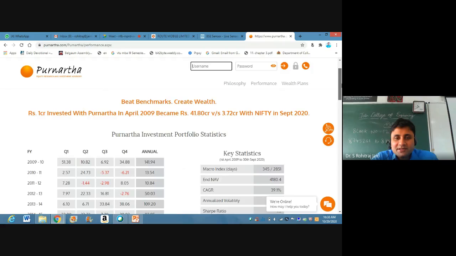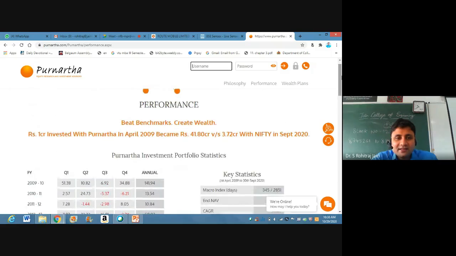It's a SEBI registered firm. You can see the returns here. 1 crore invested with Purnartha in April 2009, which believes in completely fundamental analysis, became 41 crore. That is over a period of how many? One decade. That is 10 years. You just imagine the appreciation what they have made when it comes to fundamental analysis.